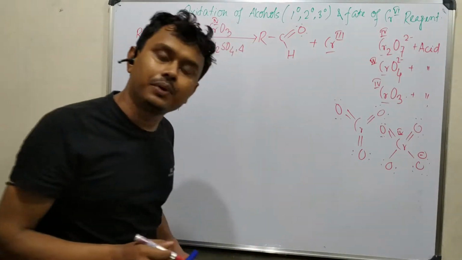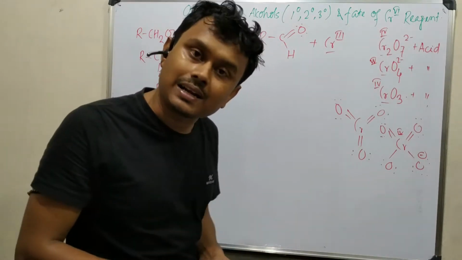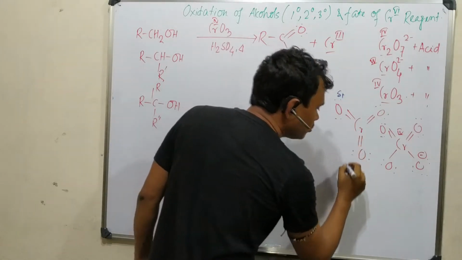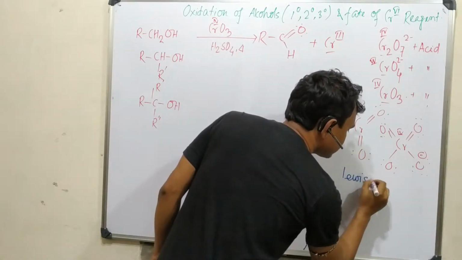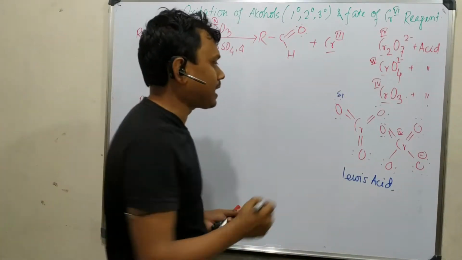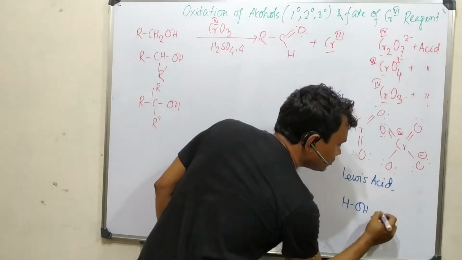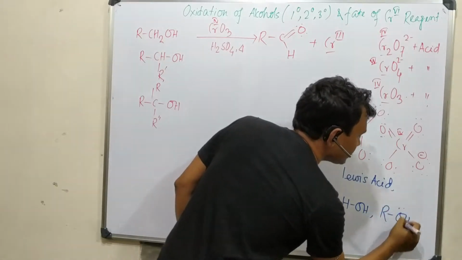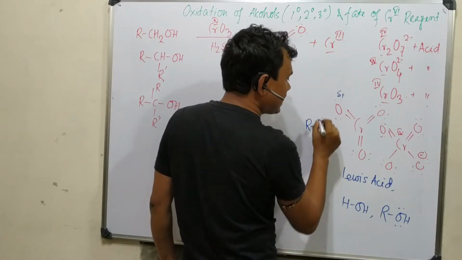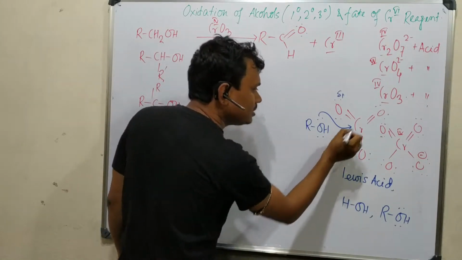All the chromium is in the +6 oxidation state. From this, you can see that chromium is attached to 3 highly electronegative oxygen atoms, so oxygen should be delta minus and chromium delta plus. So this chromium is a Lewis acid. Any molecule having electron richness or an electron pair can attack this chromium, for example water or alcohol. This attack happens because of the Lewis acid, and in this way the reaction starts.